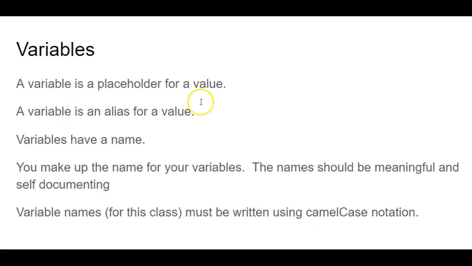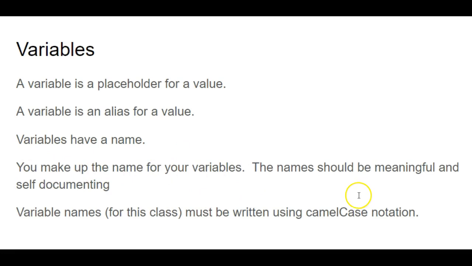As you know, a variable is a placeholder for a value. A variable can also be called an alias for a value. So maybe I could say the variable number equals 5. So number is a placeholder for the value 5, or number is an alias for the value 5. A variable is going to have a name. You and I are going to make them up.